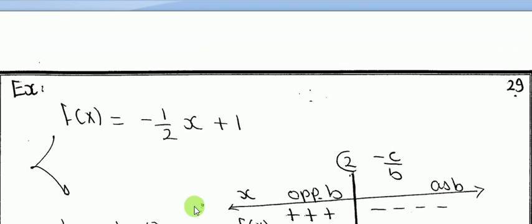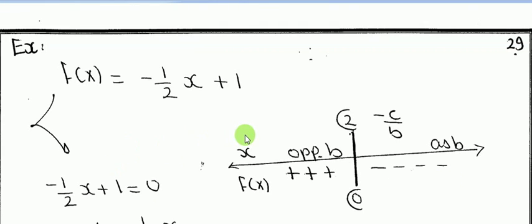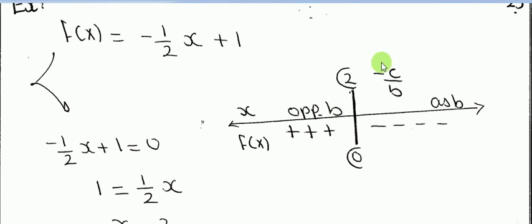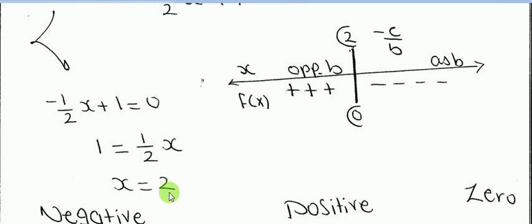Our last example. If f(x) equals negative half x plus 1. Now I need to get the sign of the function: when y is positive, when y is negative, and when y is 0. First, we said we have two methods. Negative c over b, which means negative 1 divided by negative half will be 2. So x equals 2 makes y 0. Or you make the equation negative half x plus 1 equals 0. So half x equals 1, so x equals 2. So x equals 2 makes y 0.